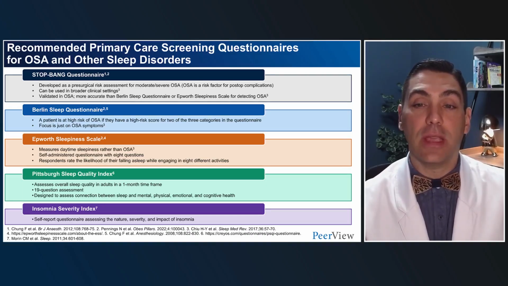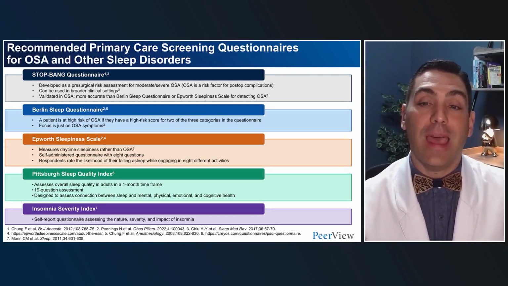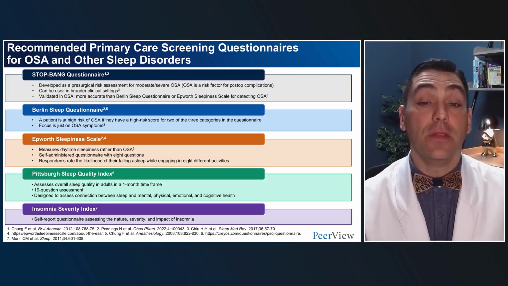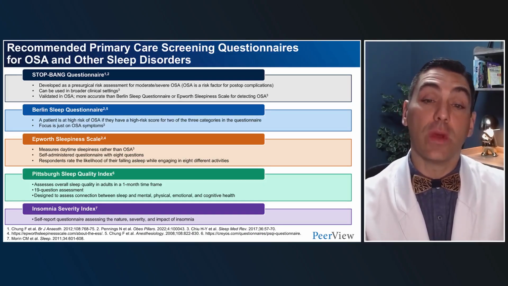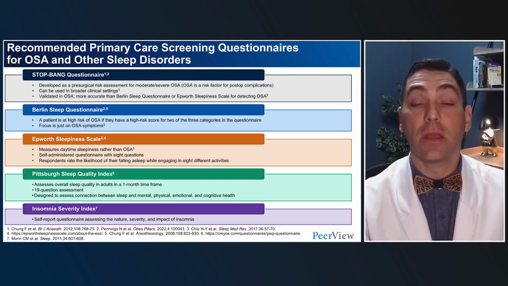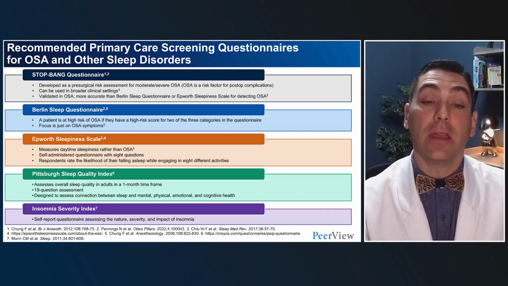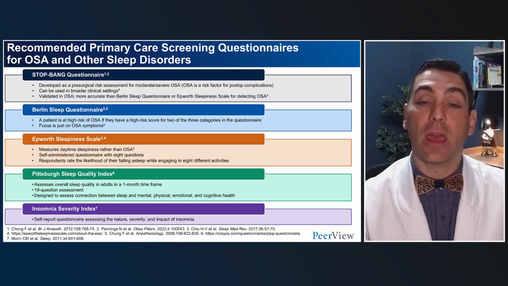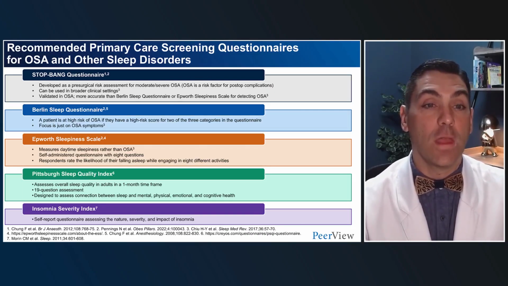And the Pittsburgh Sleep Quality Index assesses overall sleep quality in adults within a 1 month time frame. The Insomnia Severity Index is a questionnaire for patients complaining of symptoms of insomnia, and it's a self-reported questionnaire that can give us an idea of the severity and impact of insomnia on their daytime living.